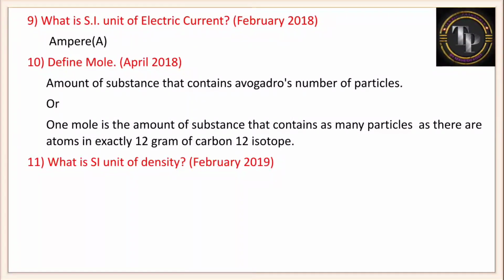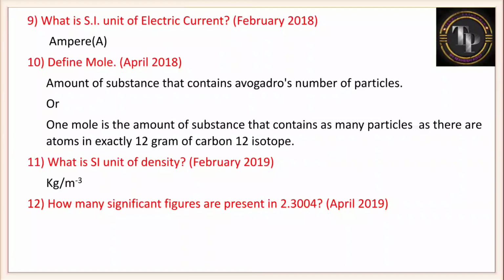What is the SI unit of density? Again the same question. Mass divided by volume. Density is equal to mass divided by volume. Mass SI unit is kg, volume SI unit is meter cube. Therefore mass divided by volume means you are getting kg per meter cube.